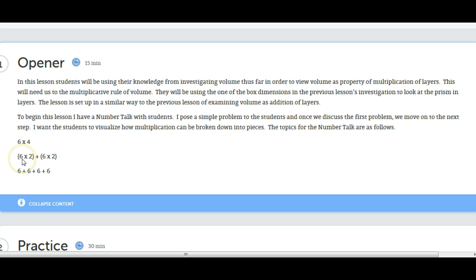And then put up these other two separately and again, ask them, well, how did you get the answer for 6 plus 6 plus 6 plus 6? Did you think of it as 6 times 4? Just getting students to view the addition differently.